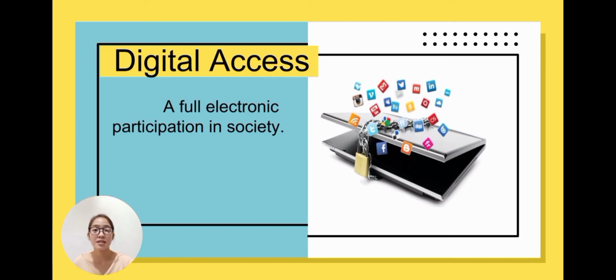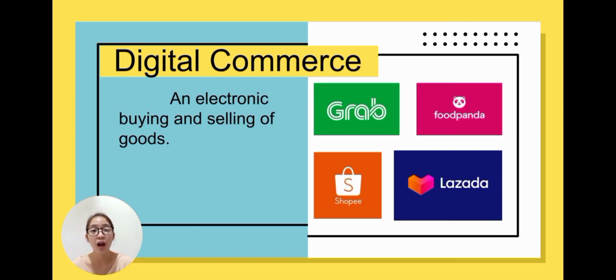The second one is the digital commerce. It is an electronic buying and selling of goods. This is a tool being used for buying, right? We know that most of us have experienced this by buying online, like Shopee, like Lazada, right? By online shopping. The next one is online food, like Food Panda, Grab, and any other online application. This is the online selling of goods and services using internet and mobile networks.